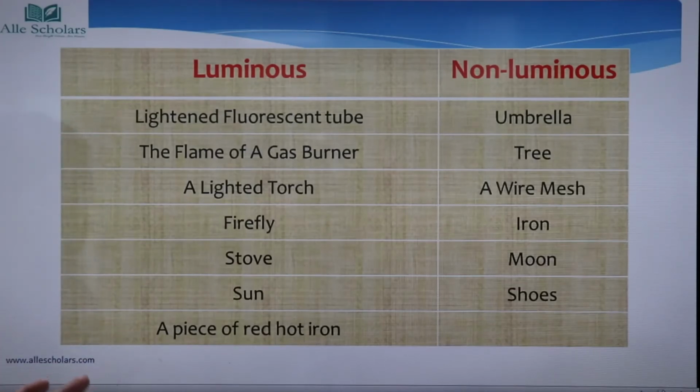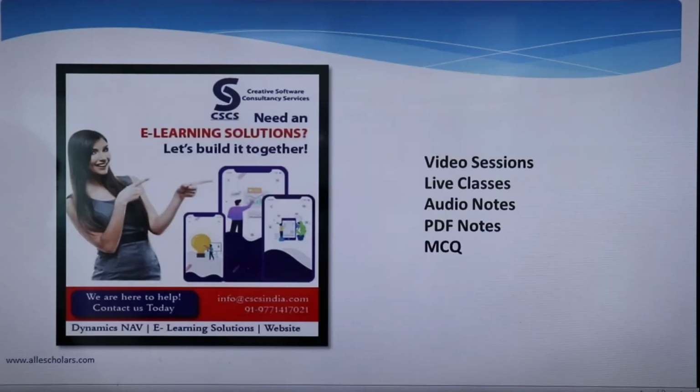Okay students, so this was all for today. We have seen how light plays a very important role in our life, how it enables us to see objects, and how objects can be categorized as luminous and non-luminous. So that was all for today.